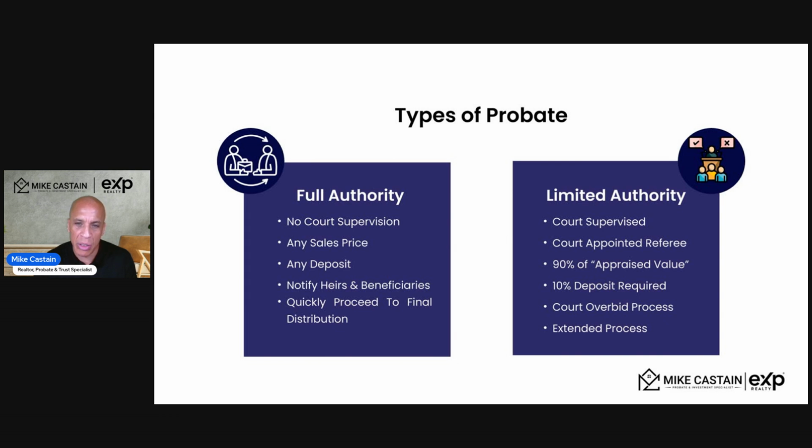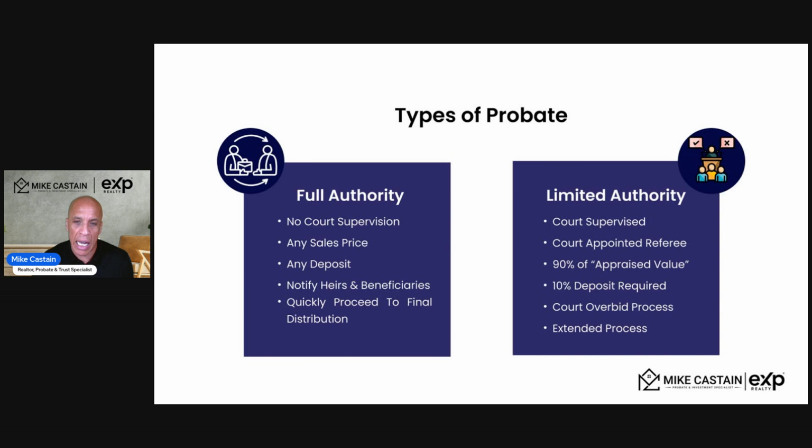And typically this involves some computer research and just a drive-by of the property. There is no physical inspection of the actual property itself, interior, exterior, other than just driving by the property. So the appraised value may or may not be accurate, but nevertheless, whatever that appraised value is, the sale must be within 90% or more of that appraised value.